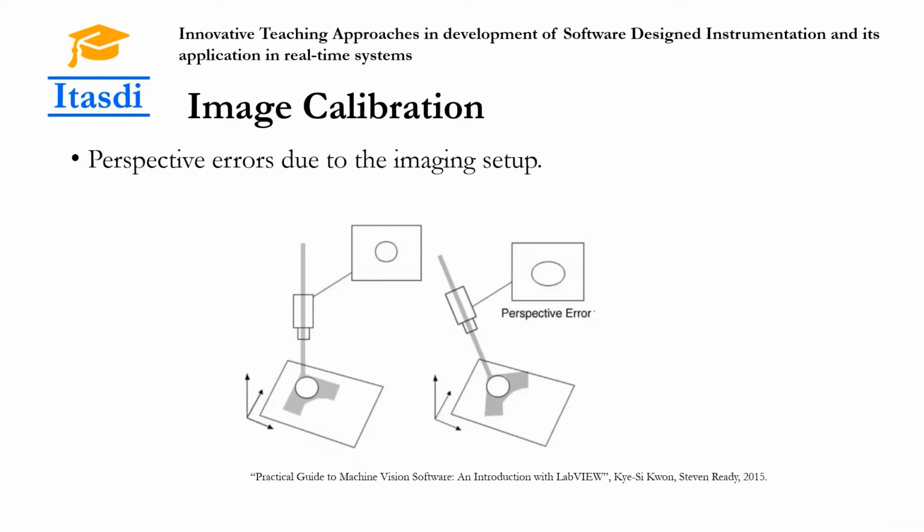On this slide, you can see an illustration of two different setups. In the setup on the left, no perspective errors will occur as the camera is right above the object to be imaged. The setup on the right, however, shows the camera is at an angle in respect to the object of interest. Thus, perspective errors will occur and the circular surface will be observed in elliptical form.